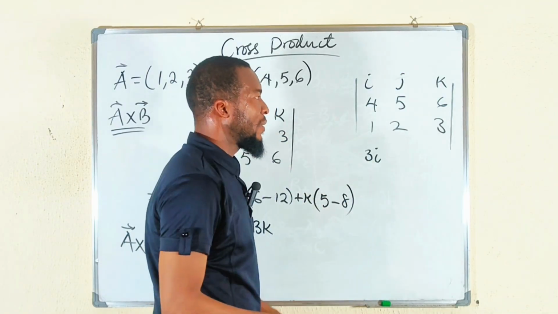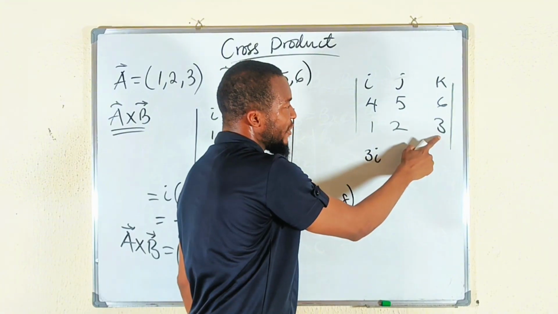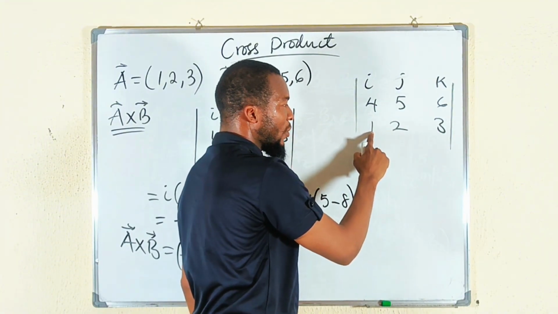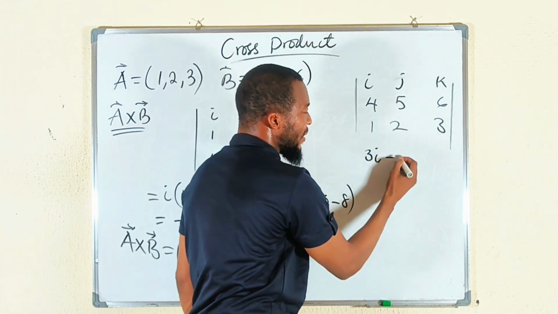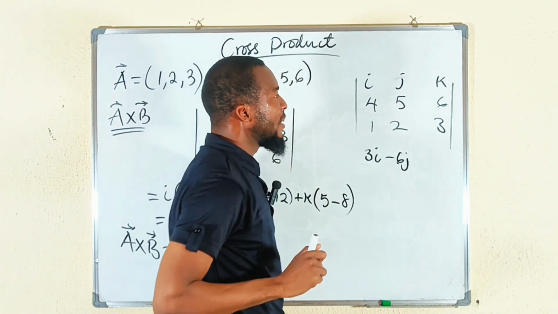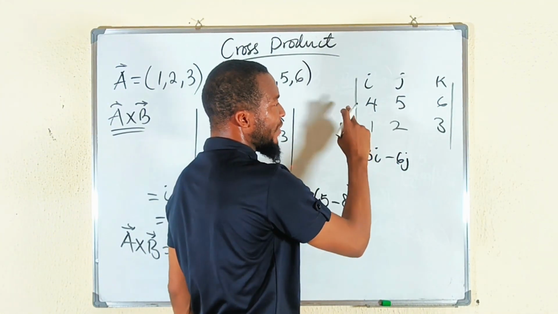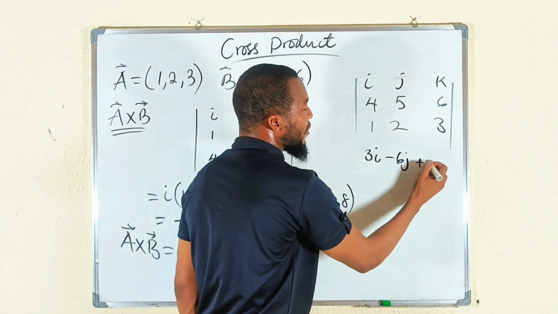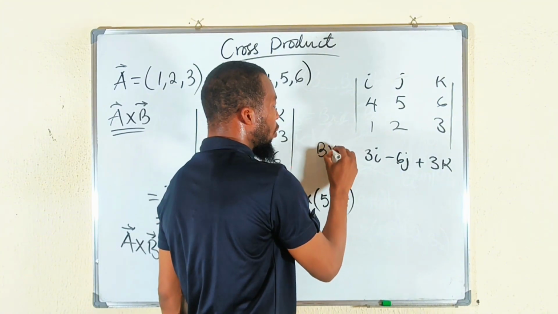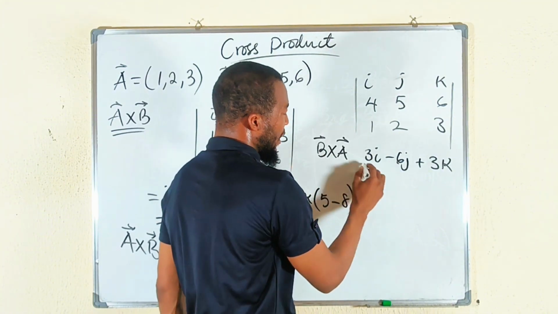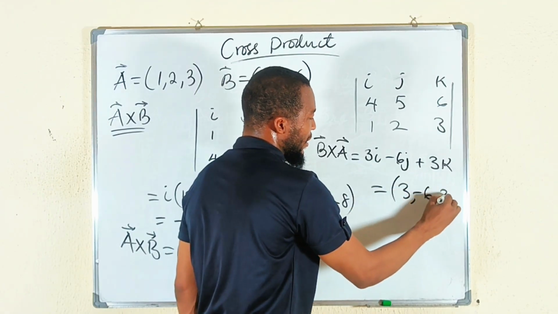Then you move to the second one. Remember it has negative. You close this, you close that. This is going to be 4 times 3 is 12. Keep that in mind. Then 1 times 6 is 6, 12 minus 6 is 6, but we have negative here, so negative 6j. Then lastly, you close this, you close that. This time this is 8, this time this is 5. 8 minus 5 is 3, so we have plus 3k. This is B cross A. And finally, if you wish to write it in component form, this is 3, -6, 3.